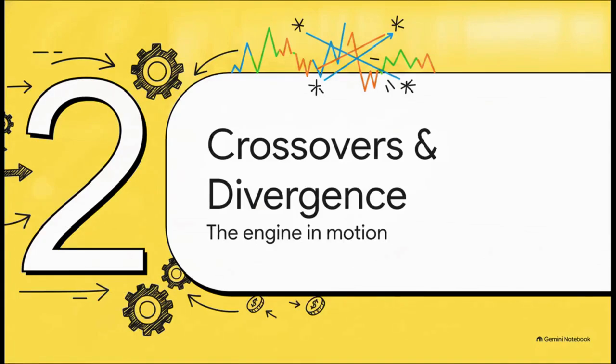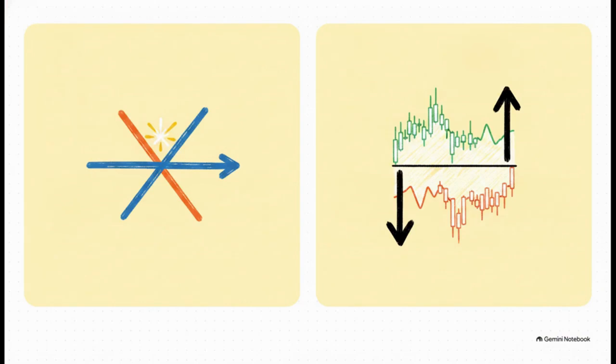Moving into part 2, crossovers and divergence, where we watch this engine in motion. Okay, now that we know the static pieces, let's see what happens when they actually interact. On one hand, we've got crossovers. This is simply when our MACD and signal lines physically cross paths, acting as an active, right-now alert that momentum is shifting. But on the other side, we have divergence.